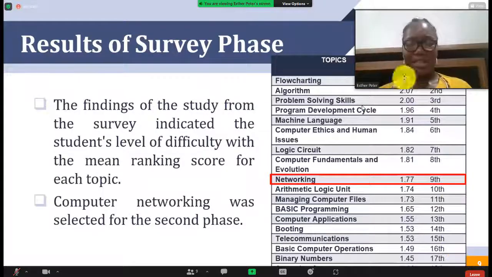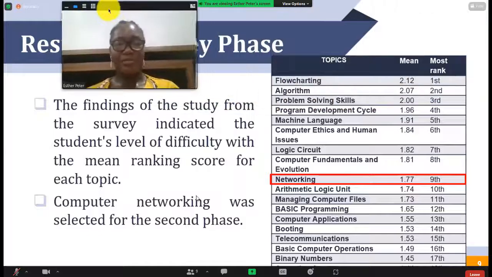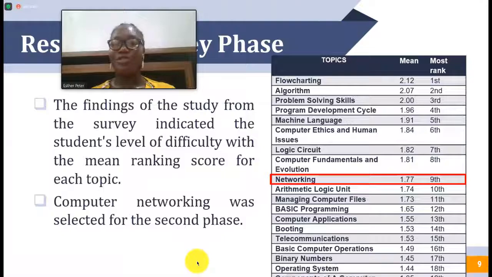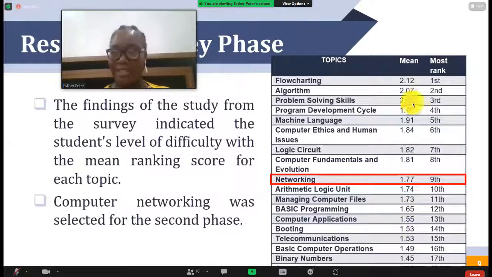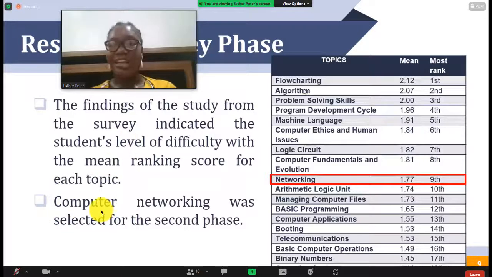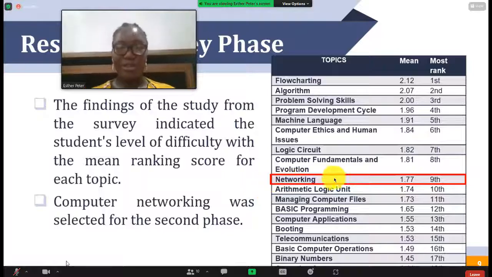Now we can see from the figure there, the table, that the survey indicated the students' level of difficulty with the mean rank score, which is on your right. Here we have the ranking. The most difficult concept was flowcharting. The next to it was algorithm, down to the components of computer. Computer networking was selected for the second phase.